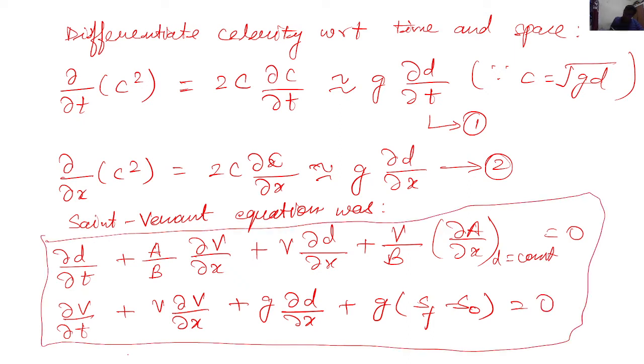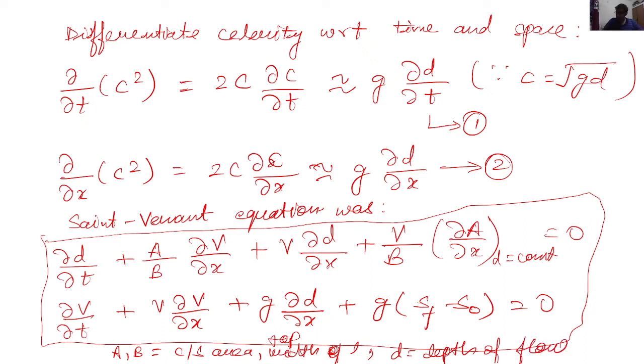Sf and S naught are the friction slope and the bed slope. Apart from that, A and B are the cross-sectional area and top width of flow of the open channel. D is equal to the depth of flow. So this is the fundamental Saint-Venant's equation or the SV equation. We want to basically replace these two partial differential equations with four different ordinary differential equations, and that is how we arrive at the method of characteristics. So let us just try that now.